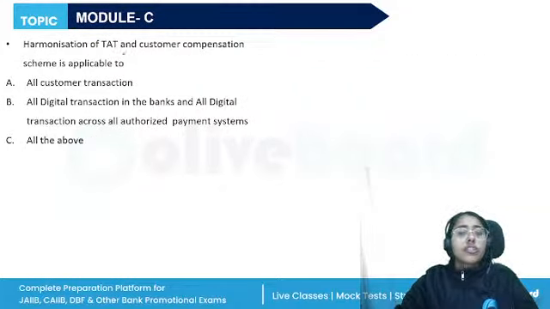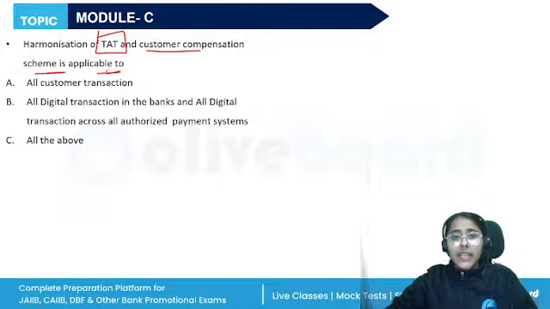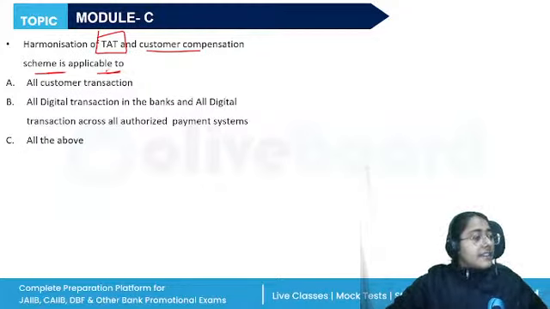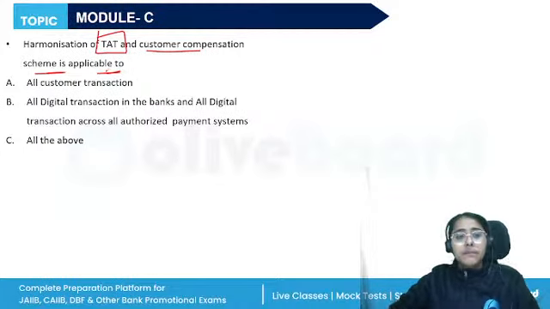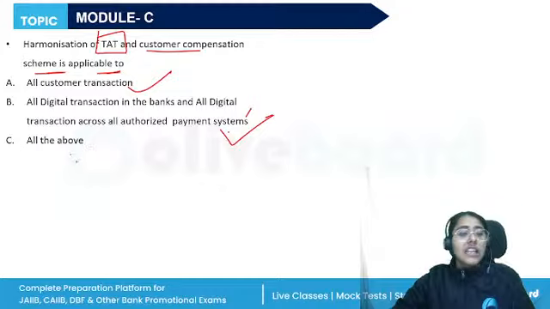Next, harmonization of the turnaround time and customer compensation scheme is applicable too. RBI has given the guidelines for harmonization of turnaround time: the time taken for the completion of a service right from the application to the service finally reaching the customer. Also regarding the compensation that has to be paid to the customer. It is applicable to all the customer transactions, all the digital transactions in the banks and digital transactions across all the authorized payment systems, or option C, all of the above.